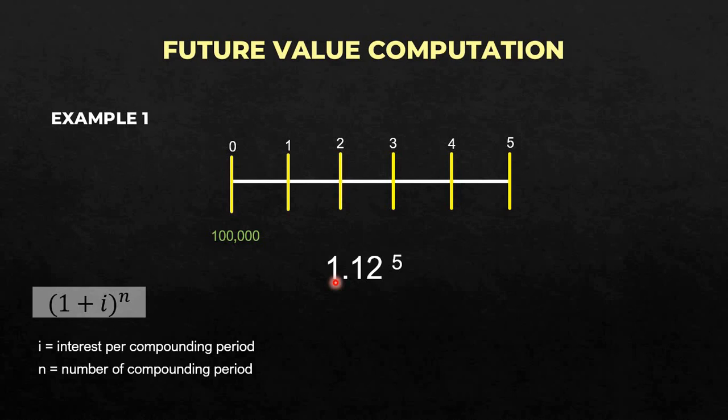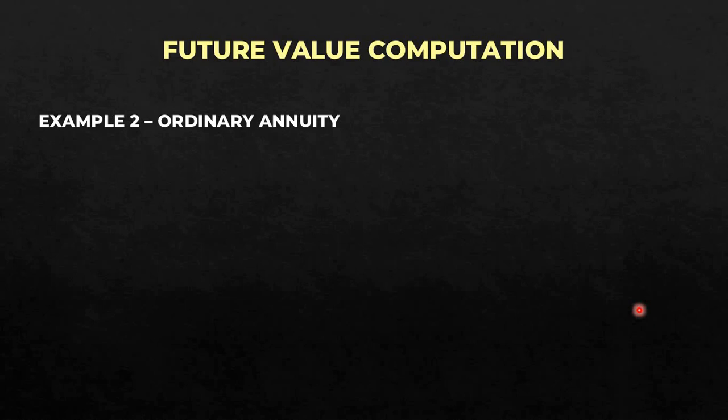Kung ang gamit mo ay scientific calculator, ang sagot dyan is 176,234 pesos. So, ibig sabihin, at the end of 5 years, magkakaroon tayo ng inflow na 176,234. Dito sa inflow na to, nabawi na natin yung 100,000 pesos, tapos nagkaroon ng interest, which is at 12% compounded annually. O kaya naman, kung wala kang scientific calculator, makukompute mo to by multiplying 100,000 pesos times 1.12 ng 5 beses. Syempre, ang sagot doon parehas pa rin, 176,234.